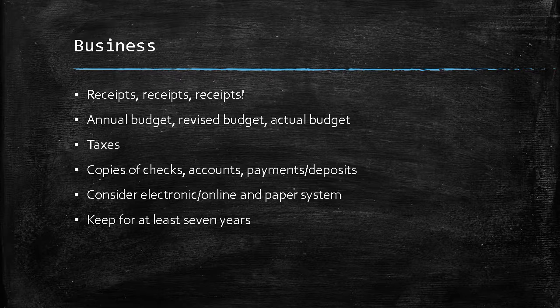So what do you need for business? Receipts. So keeping track of what you buy, outgoing purchases, you know, those types of things are important. And your annual budget, your revised budget, your actual budget, copies of your taxes, copies of checks, accounts, payments, deposits, and you need to keep it for at least 7 years. And this is what is recommended by the IRS. It can be archived. It doesn't have to be right at your fingertips underneath your desk. It can be out in the shed or something like that. But keeping your receipts, if you are a business, for up to 7 years is really important.